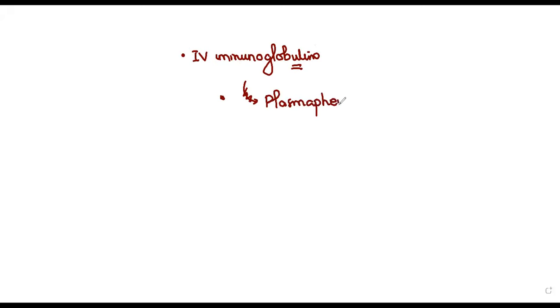Then sometimes or rarely, you may have to give IV immunoglobulin, because remember we said that it's an autoimmune condition. So rarely you may have to give IV immunoglobulins, or you can do plasmapheresis. Plasmapheresis is actually plasma exchange. So it's like a dialysis. You are removing the suspected autoimmune antibodies, which are attacking the myelin sheath. Have I communicated?